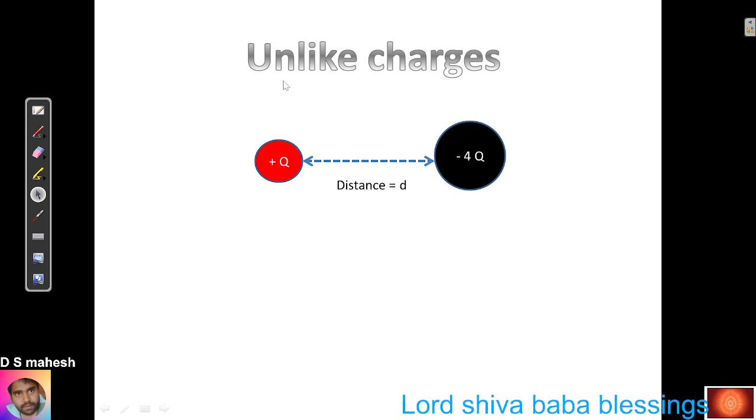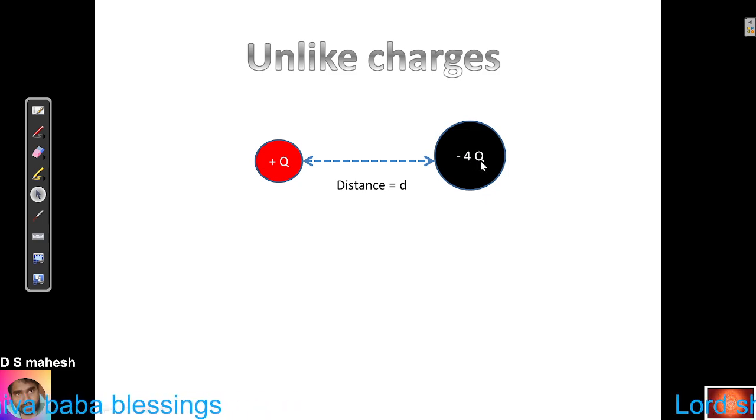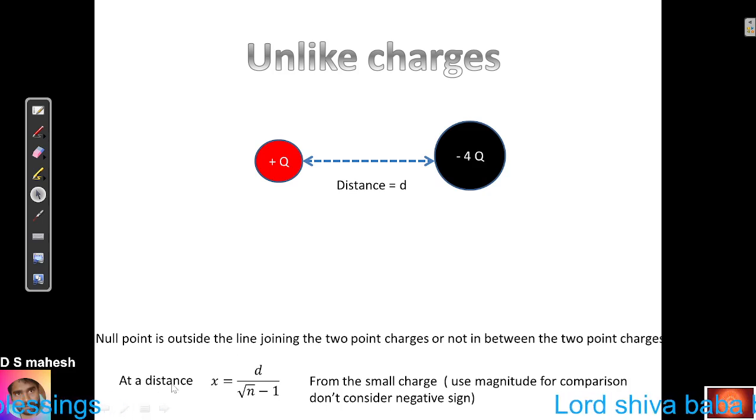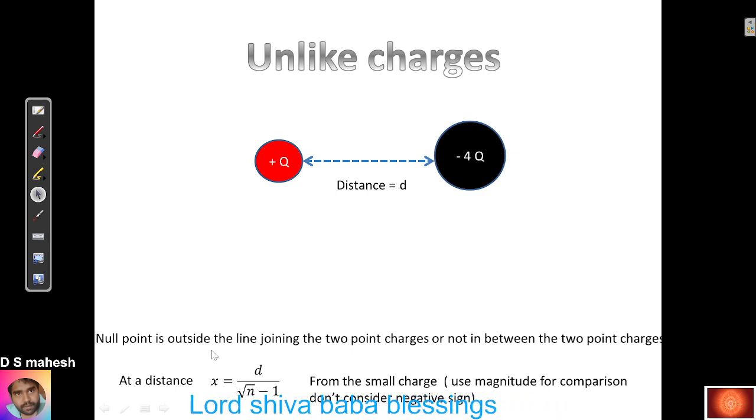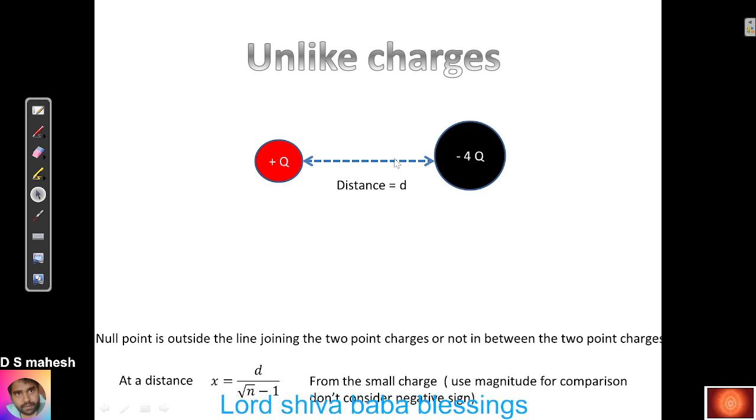Now let us consider the second case, unlike charges, where one charge is q, that is plus q, and the other charge is a multiple of this charge but is negative, minus 4q. In this case, again the distance is x equal to d divided by square root of n minus 1 from the small charge, but the position of this charge should always lie not in between the charges but outside the line joining the two point charges. That is, it should lie towards the left of the small charge, or rather, it should never lie in between the two point charges.